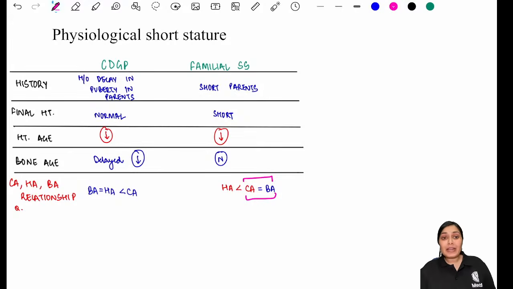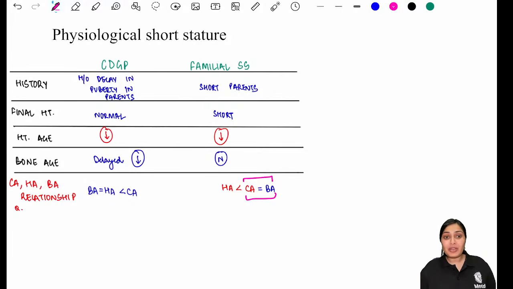Now let's understand constitutional delay in growth and puberty. Here what happens, the parents are of normal height, but they have a history that their puberty came a bit later. They gained height a bit later, right? Remember one of your friends who suddenly grew overnight after summer holidays in class 9th and 10th? Otherwise, the child was short, maybe standing in the first or second place in the assembly line, suddenly goes to the back. So this is nothing but constitutional delay in growth and puberty.